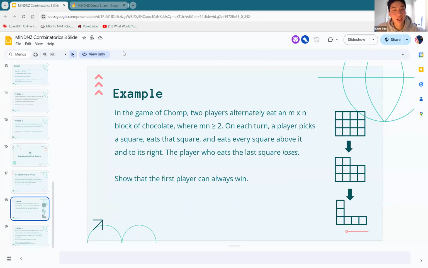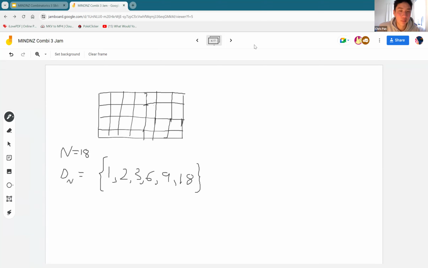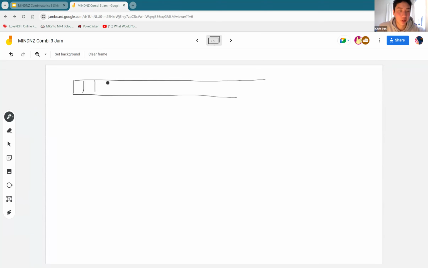So, for the game of Chomp, if you have a 1 by n grid, we've proved here that player one must always win. If you have a 1 by n grid, it's pretty clear that player one always wins because they can just eat all of this right at the start and then leave the last block for player two to eat, and then player two loses.